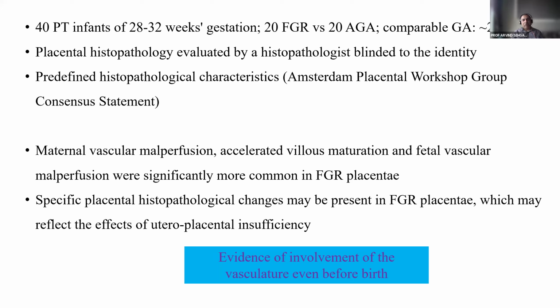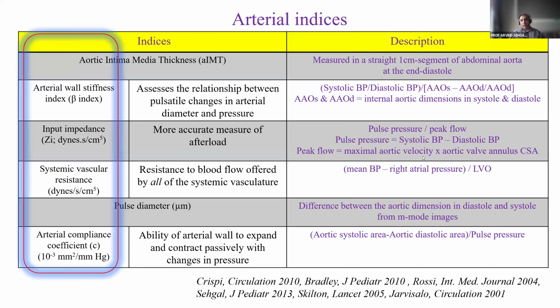Changes such as maternal vascular malperfusion, fetal vascular malperfusion, accelerated villous maturation. So these are very typical vascular changes which have been seen. A specific placental histopathology may be present in FGR placentae, which gives you a clue that this is the effect of uteroplacental insufficiency, essentially providing evidence of involvement of the vasculature histopathologically even before birth. So fetal ultrasound gave you some information, and the placenta, focused on the arterial circulation, also gives you some information.